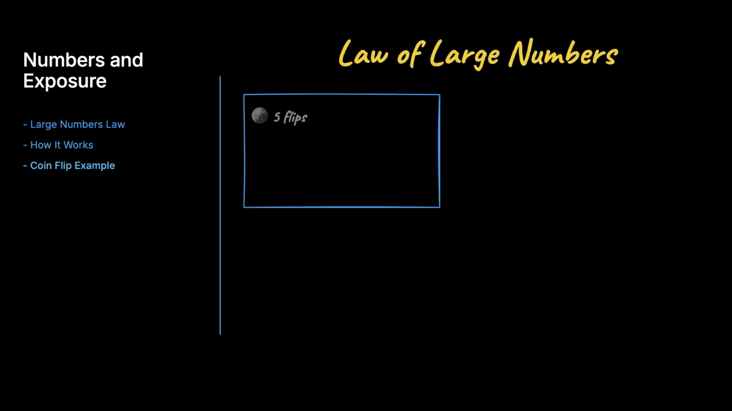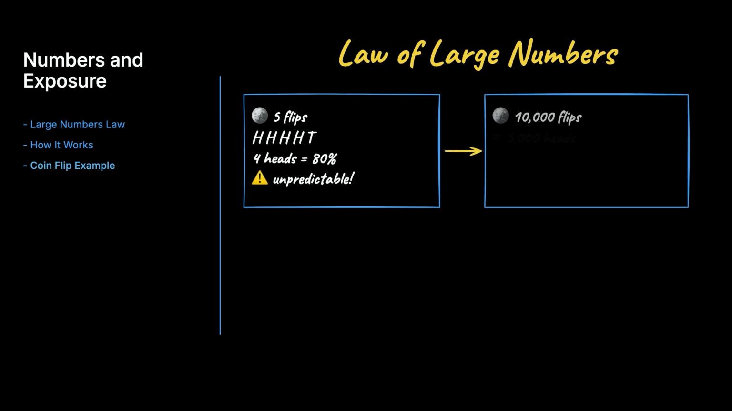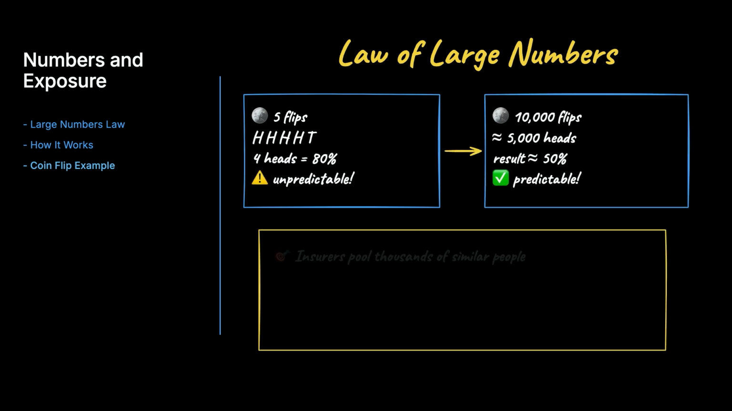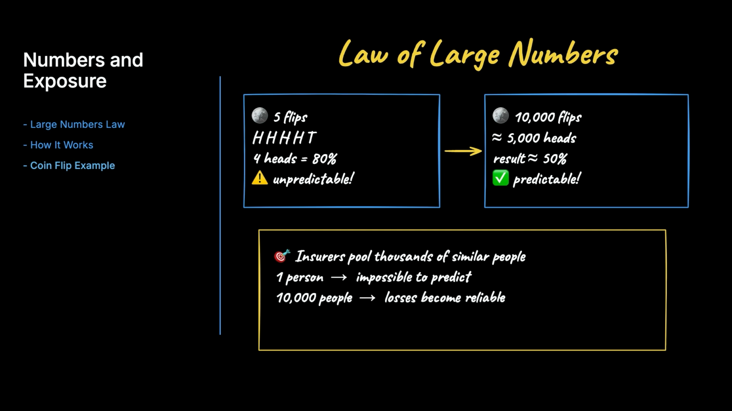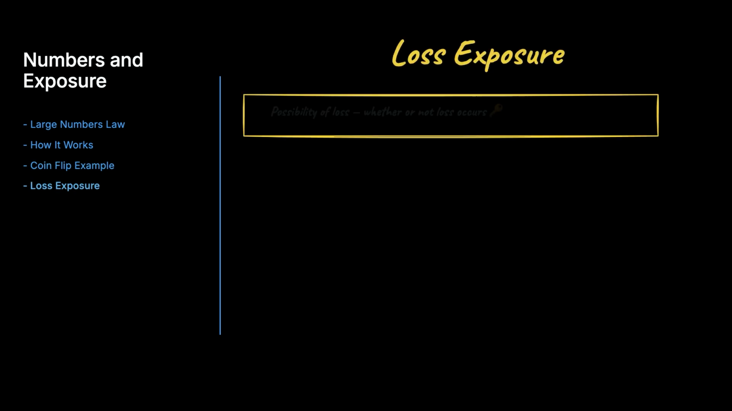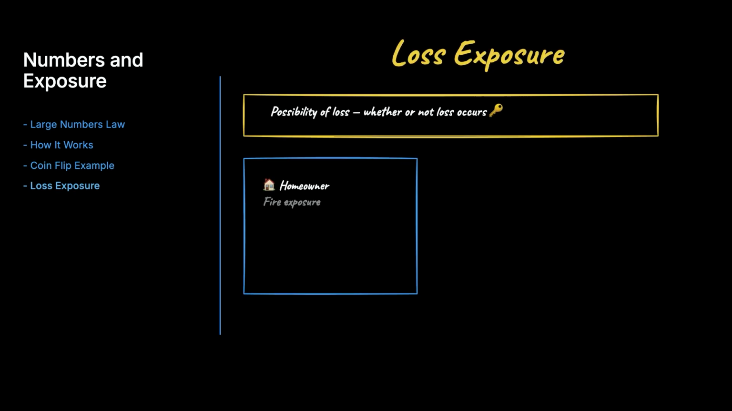Think of it like flipping a coin. Flip it 5 times and you might get 4 heads, nowhere near even, but flip it 10,000 times and you'll land remarkably close to half and half. Insurers work the same way. One person is unpredictable, but a huge group of similar people becomes startlingly predictable. That predictability lets the insurer set a fair premium, which leads us to loss exposure.